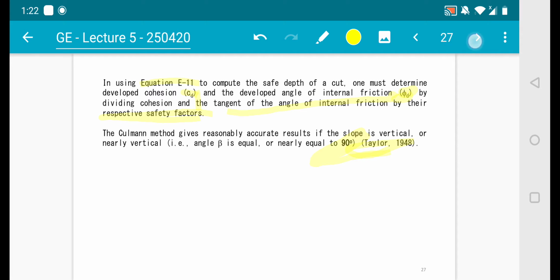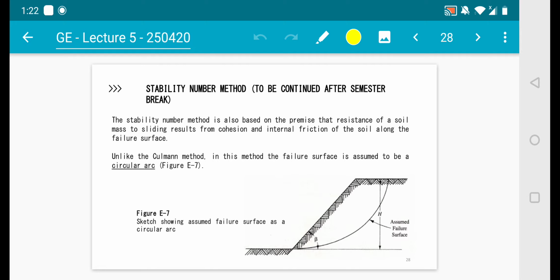Now we're going to move further into the stability number method. As you go further into slope stability analysis, you can see that it becomes more complex because we want to reach more accurate information. So we try to go deeper, and the approach is going to be more complex, so it can best represent the stability at site. This is followed with the stability number method.